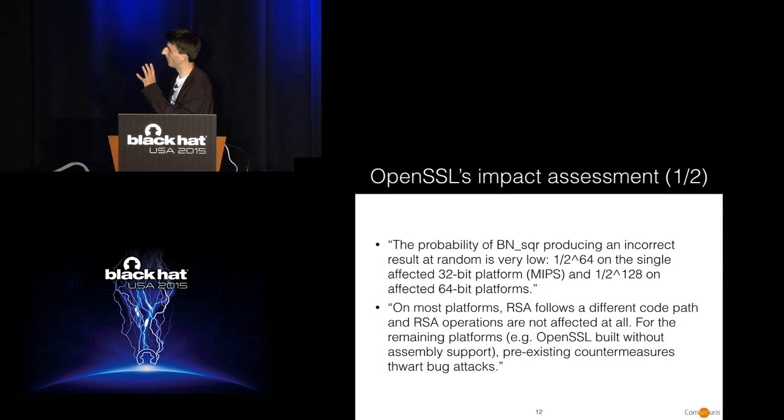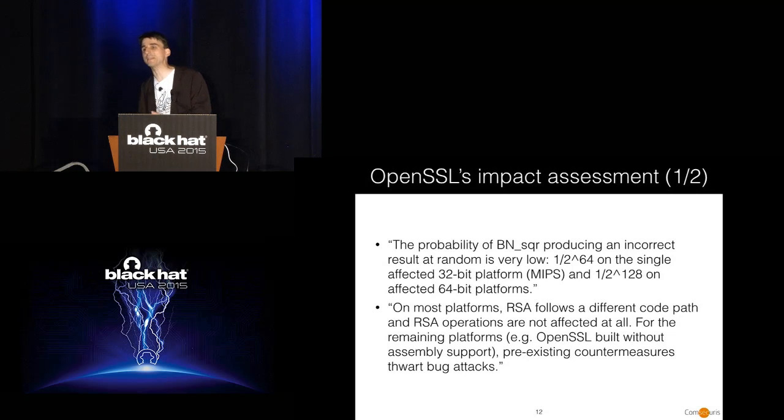For platforms where you build OpenSSL without assembly support, for instance, if you have MIPS and you build it without, you can also hit the bug if you turn off assembly support and are on a 64-bit platform. And in that case, their argument is that pre-existing countermeasures that they have in the code base will thwart the attack for RSA because they have RSA blinding.